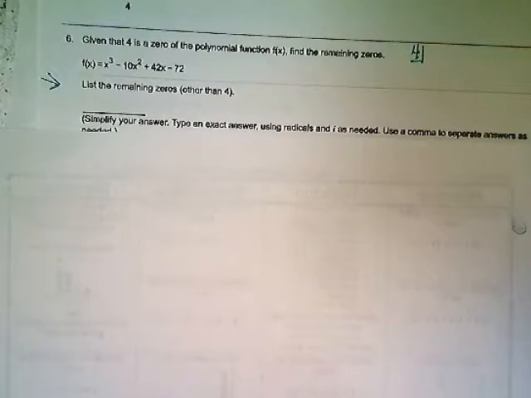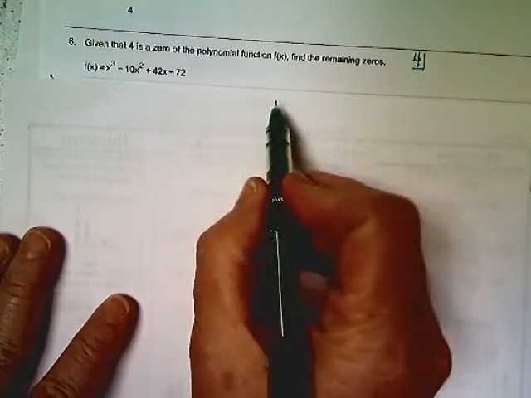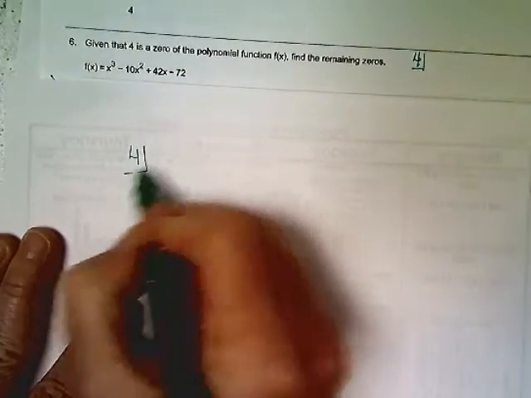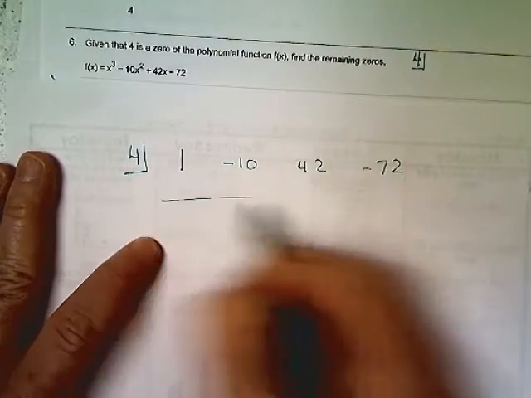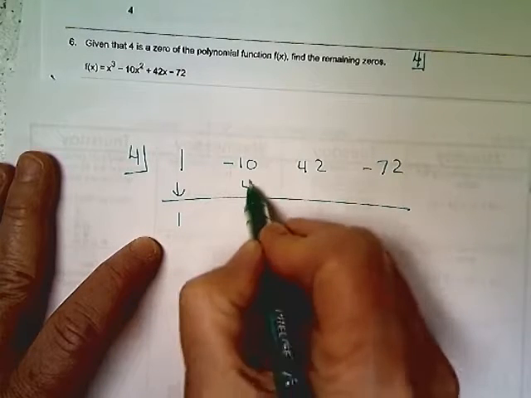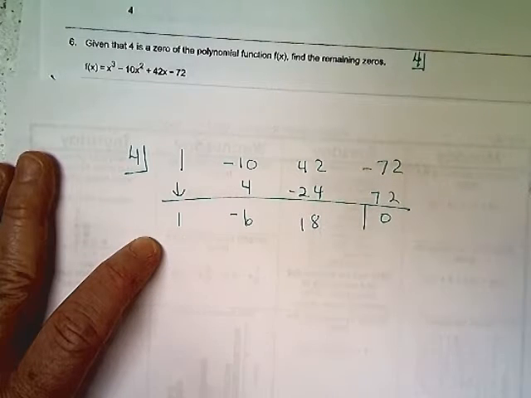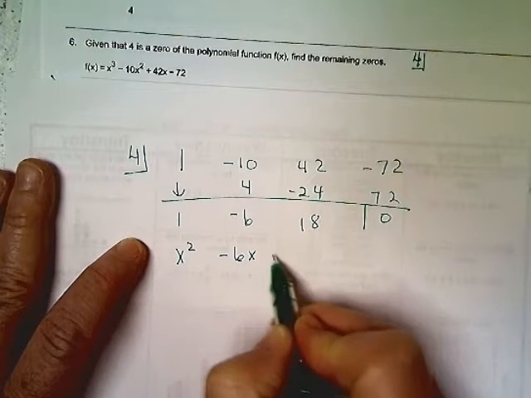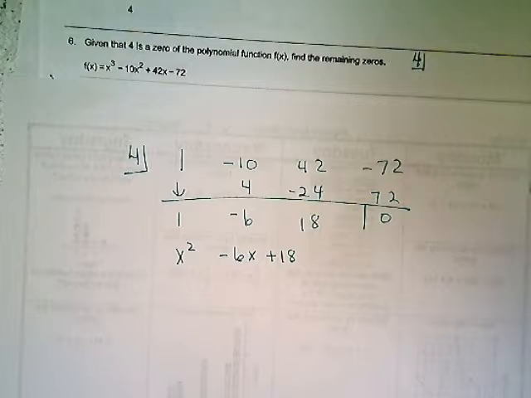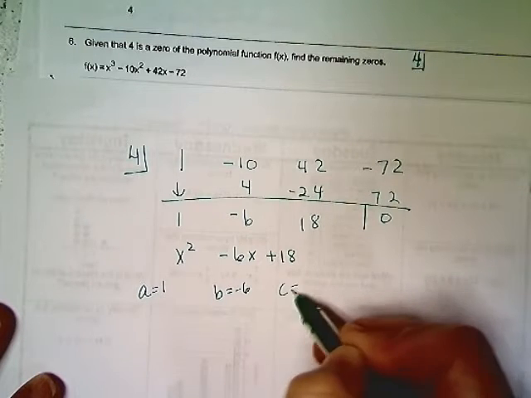The next one I'm going to work is number 6, or one like number 6 for you. And it says given that 4 is a 0 of the polynomial, find the remaining. So I'm going to synthetically divide by 4. And that's going to give me that. I'm going to get 0 as a remainder. So I have x squared minus 6x plus 18 that I need to factor. Well, I'm going to do this one by the quadratic formula. So a is 1, b is negative 6, and c is 18.